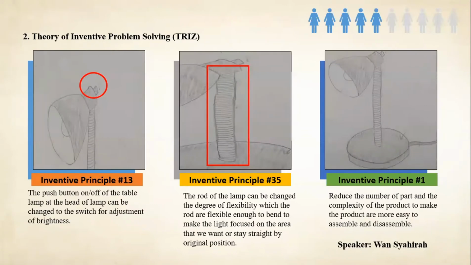Next, we use this tool to solve the problem. The first is that the push button at the back of the lamp can be changed to a switch that can adjust the brightness. Next, the rod of the lamp can be changed to a flexible rod, where it can move freely to a certain angle by the user. And the last is reducing the number of parts and the complexity of the product to make it easier for the user to assemble and disassemble.